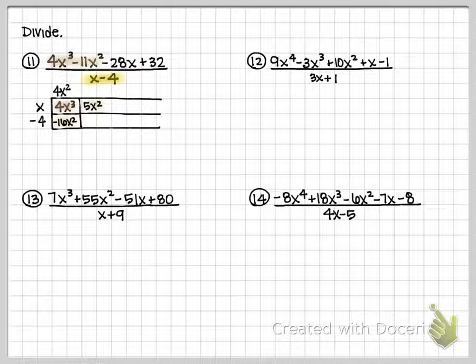Now I'm going to divide again. So that's going to give me a plus 5x. Then I have to multiply to figure out what goes in the bottom box here. And the bottom box here is going to be a negative 20x.